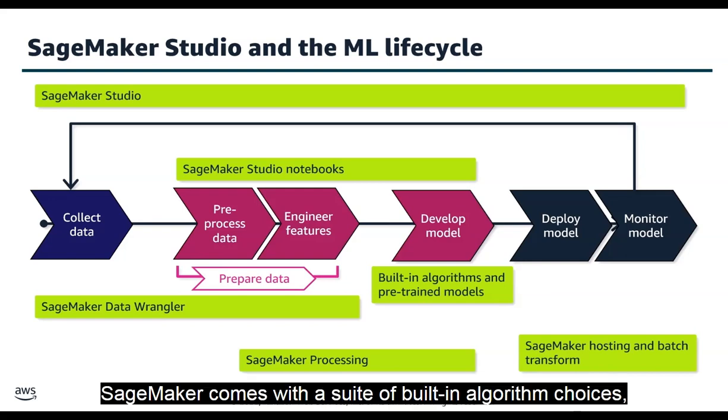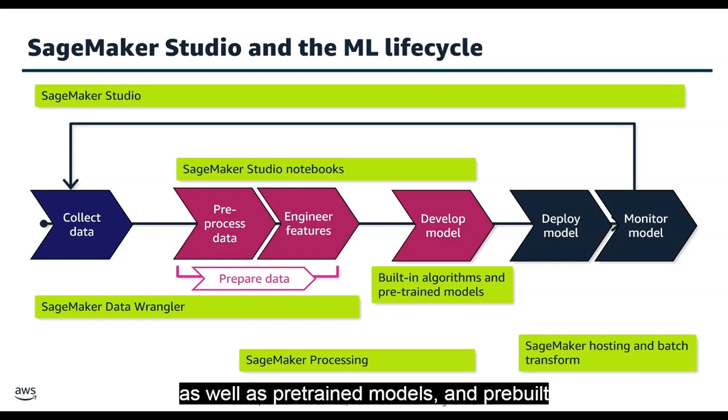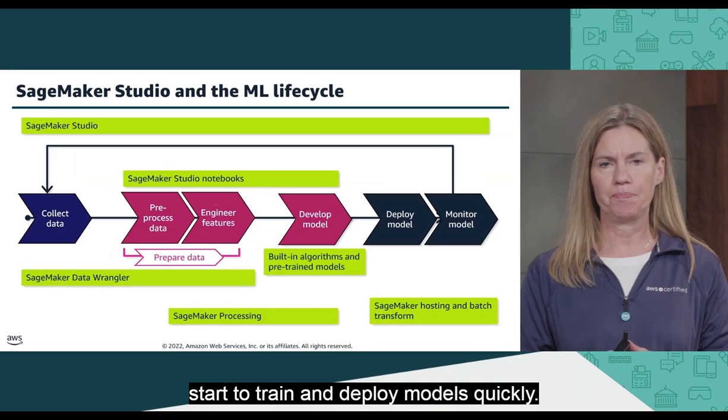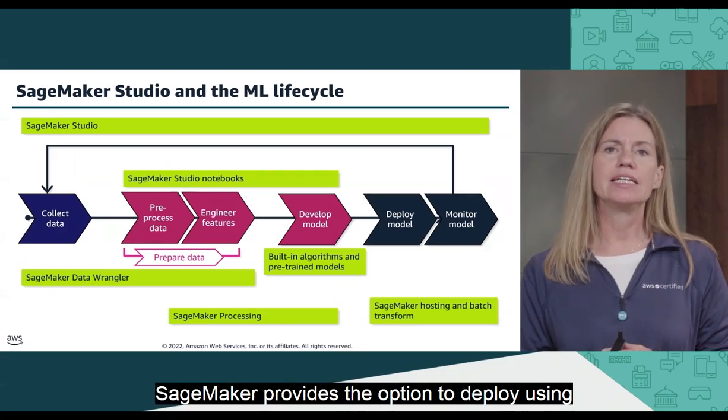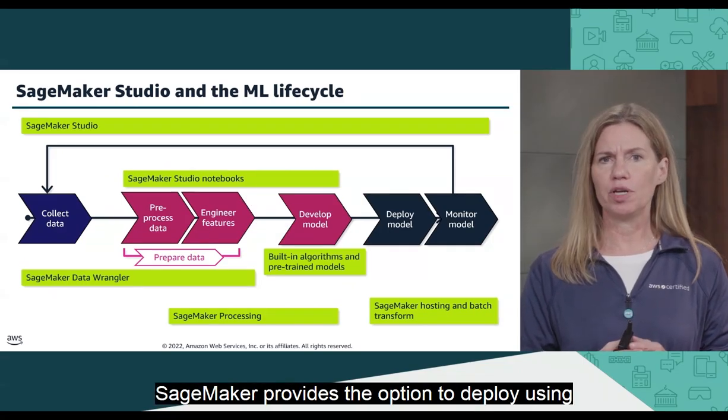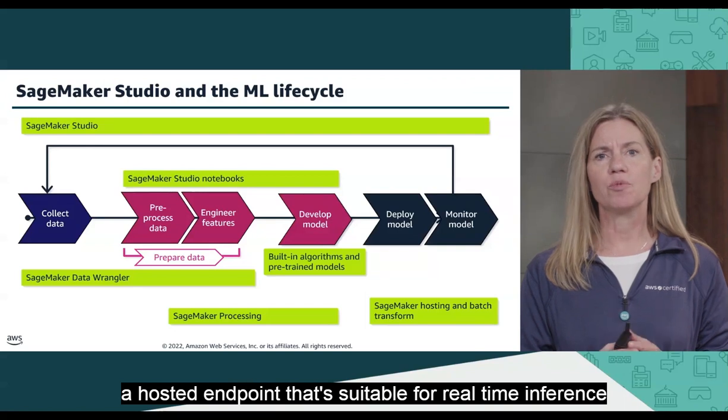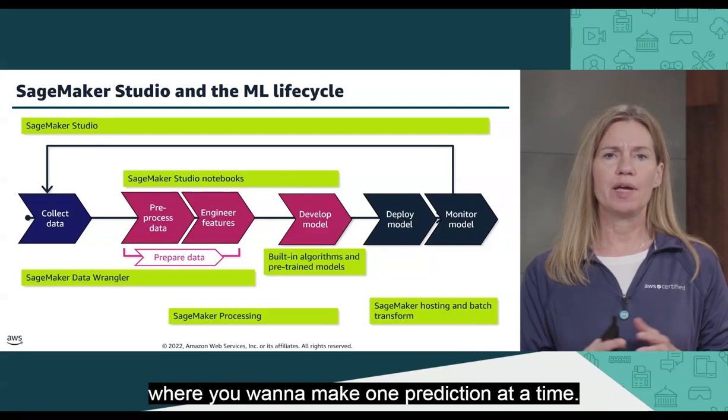SageMaker comes with a suite of built-in algorithm choices as well as pre-trained models and pre-built solution templates to help data scientists start to train and deploy models quickly. For deploying your ML models, SageMaker provides the option to deploy using a hosted endpoint that's suitable for real-time inference where you want to make one prediction at a time.